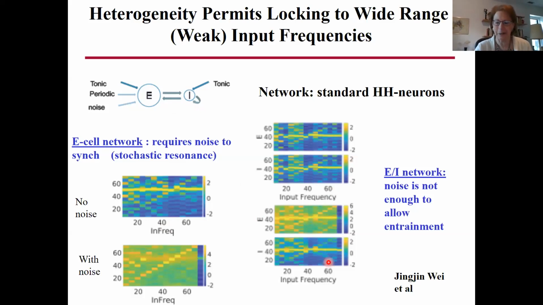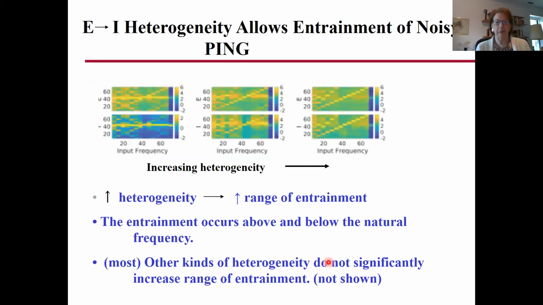So now I'm going to get to the heterogeneity and what it does. We looked at a lot of different kinds of heterogeneity, and the one that was the best was heterogeneity in connectivity from the E cells to the I cells. Meaning that some I cells got a lot of input from E cells, some I cells got very little input from E cells. And what you see is with increasing heterogeneity that you get less and less of the natural frequency and more of locking to everything from 0 up to 70. Those are harmonics you're seeing over there, above and below the natural frequency.